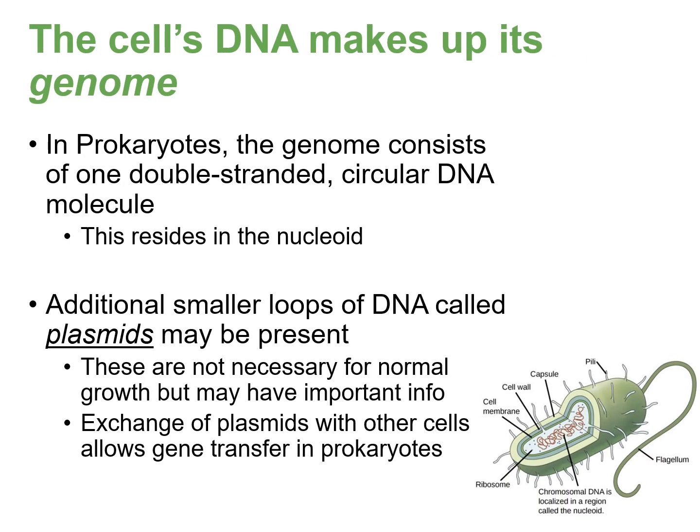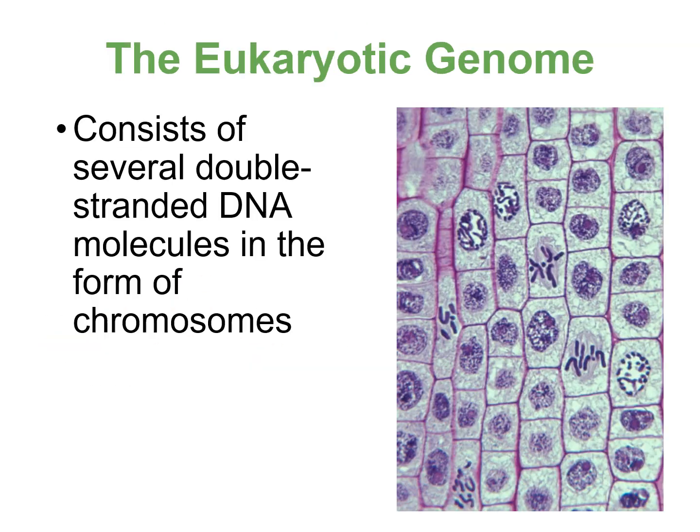Okay, so a cell's DNA makes up its genome. So in prokaryotes, like bacteria, the genome consists of one double-stranded circular DNA molecule, and that's in something called the nucleoid. And then there are additional smaller loops of DNA called plasmids that are present. In the eukaryotic genome, which is humans, as well as other plants and animals, we actually have several double-stranded DNA molecules in the form of chromosomes.